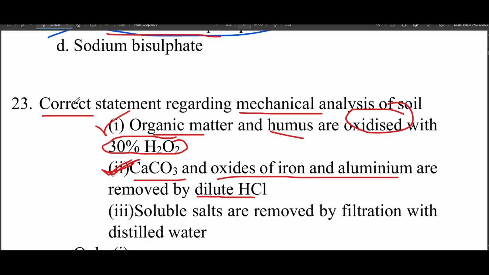I don't know how many students know this. When we deal with salt affected soil, meaning soil which has more soluble salts in it, one of the reclamation methods, how we improve or remove the soil salt, was removing it with water or drainage. So the only way of removing soluble salt is by using water. So here we remove it by filtration with distilled water. So this sentence is also correct.